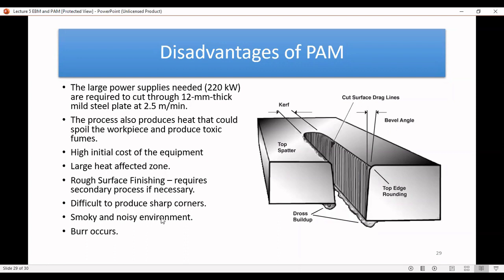It is a smoky and noisy environment because of the melting and vaporization. And basically, burr occurs. It's not really burr, but it's a dross buildup at the bottom. That needs to be removed if your particular product requires it.